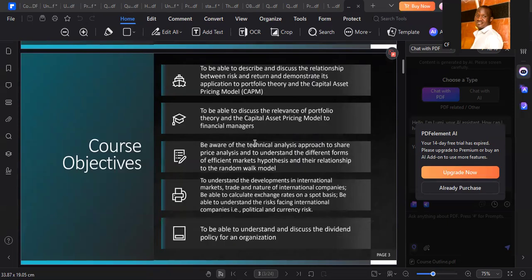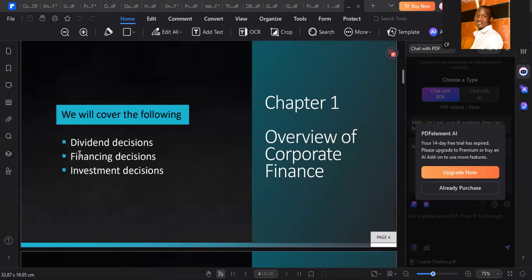And we should also look at the international markets and how firms will fare in this globalized world. And finally, we should be able to understand and discuss the dividend policy. So chapter one, our concern is to cover the overview of corporate finance. So there are key decisions that the financial manager should always be abreast with, what we call financing decisions, what we call dividend decisions, what we call investment decisions. So let's look at them in depth.